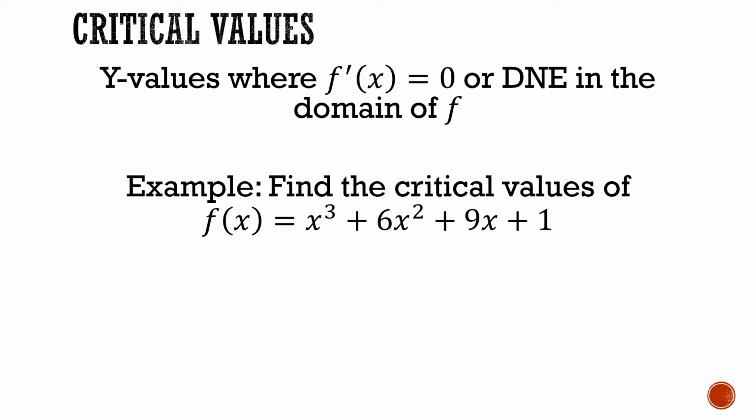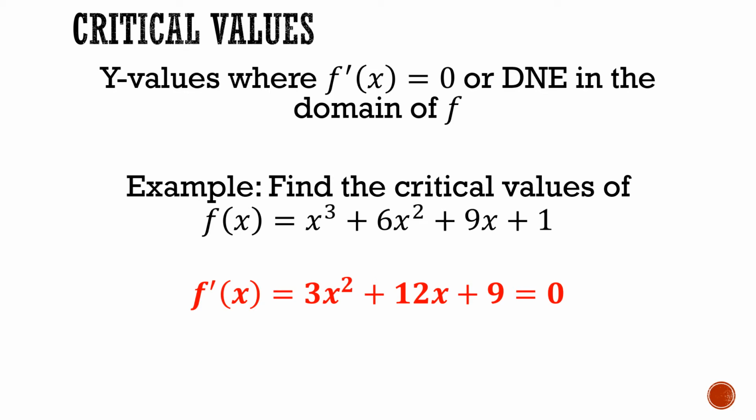So here's an example where they're asking us to find the critical values of x cubed plus 6x squared plus 9x plus 1. To find this derivative, I'm going to simply use my power rule, and I get that the derivative is 3x squared plus 12x plus 9, and I'm going to set that equal to 0. Now, I don't have to worry about the derivative not existing anywhere because a cubic function has a smooth, continuous domain, and there's no cusp or corners or vertical tangents or anything that I'd have to worry about.